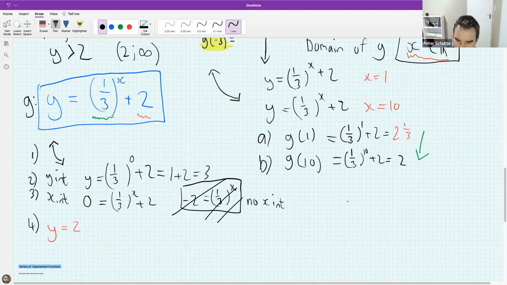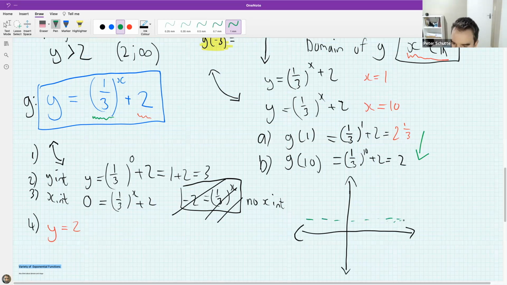So now to draw it, I draw my Cartesian plane and I mark in my asymptote. Notice how it's above the x-axis. And what is my y-intercept? It's 3. And now instead of going like this, because of the third, the graph is just going to look like that. And I label this as 3. And this function is called the function g.